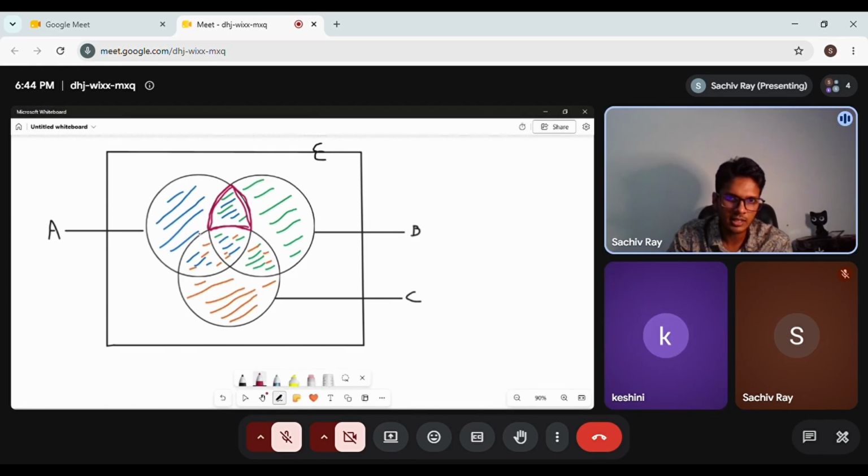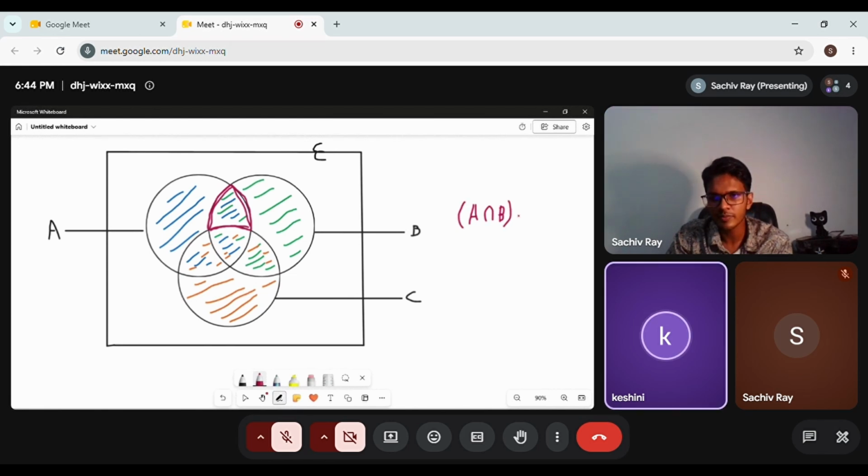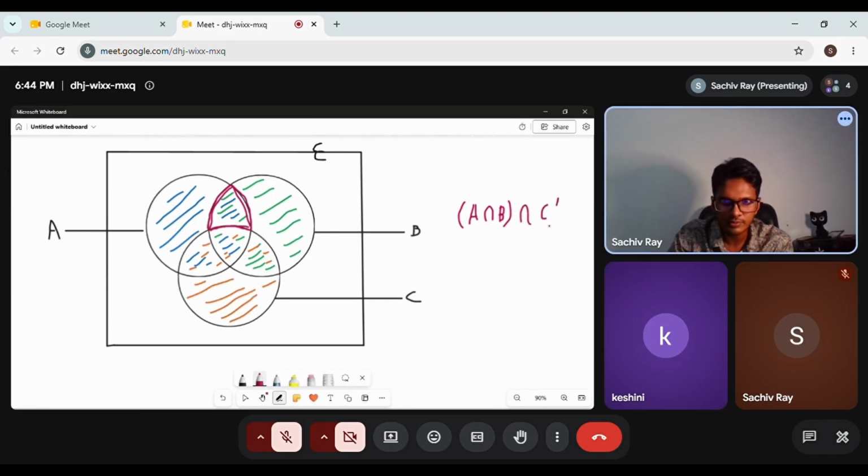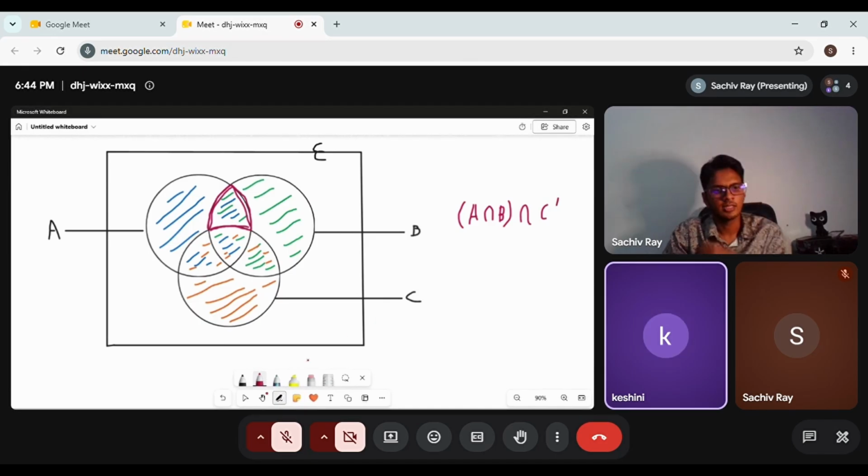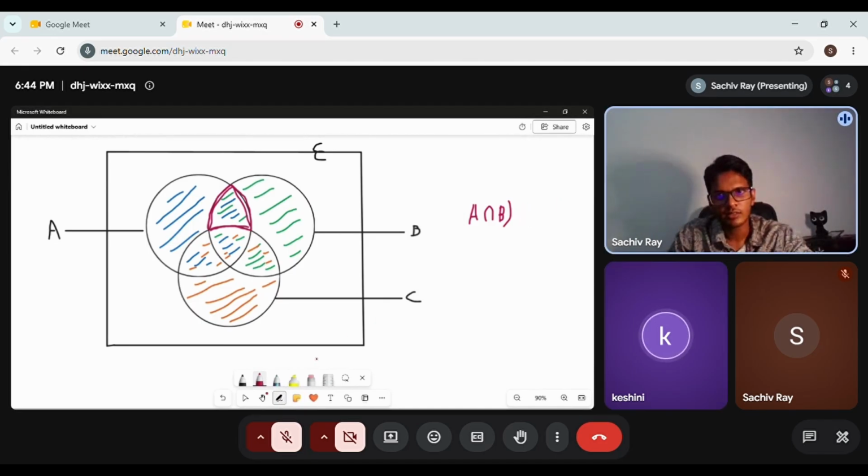See, we can see that C is not selected anywhere, right? So we can write A intersection B, and we'll take that as a whole set, separate, intersection C complement. Are you okay with that? Yes, sir. We'll look at the other ones as well really quickly before the break. Then we can continue.